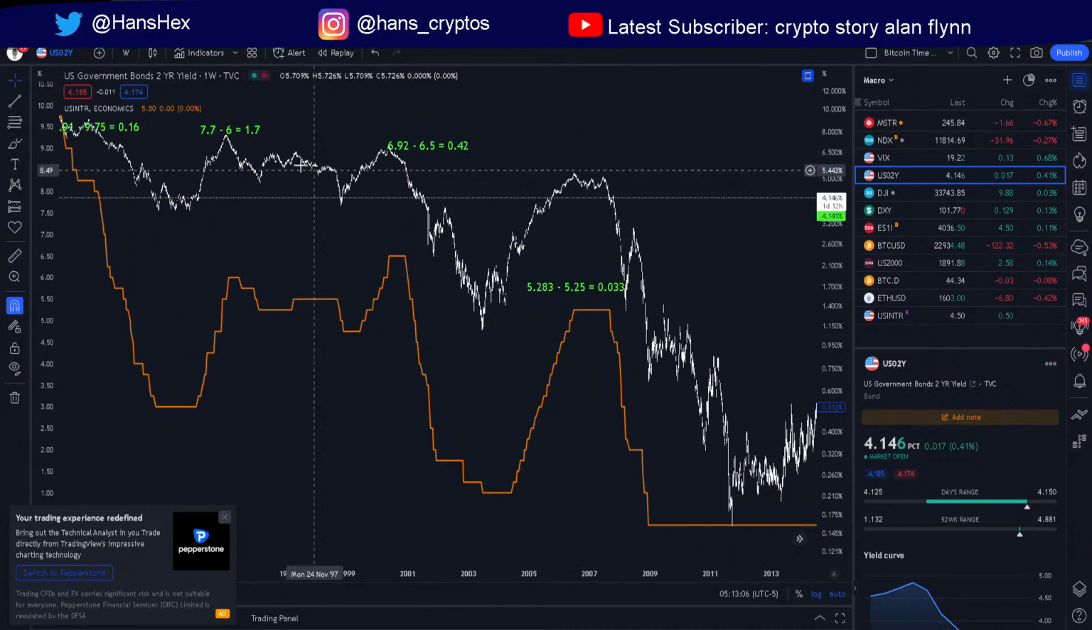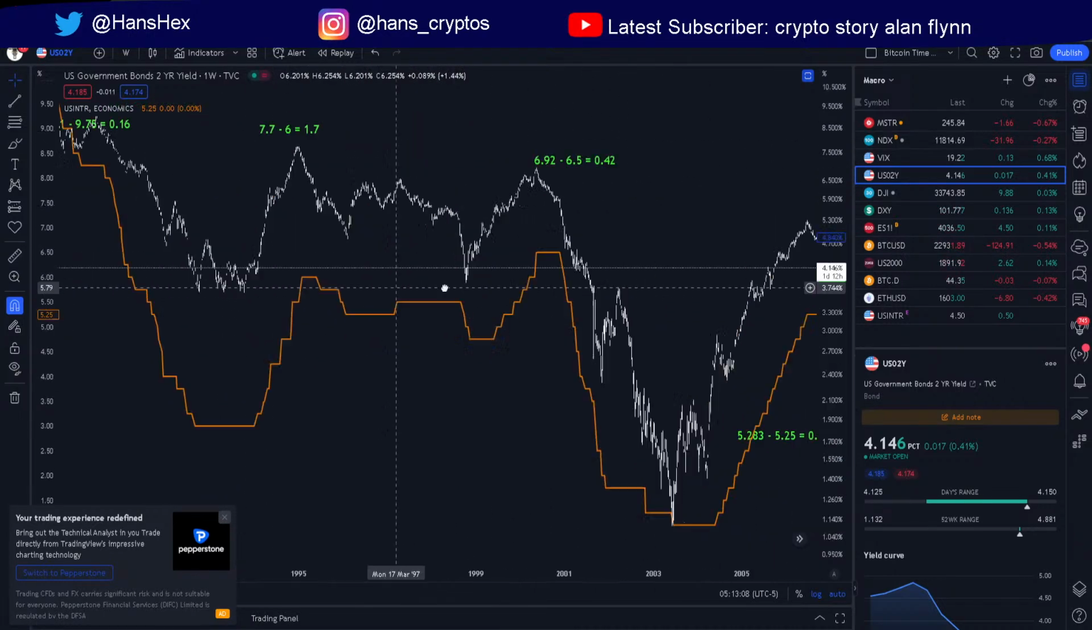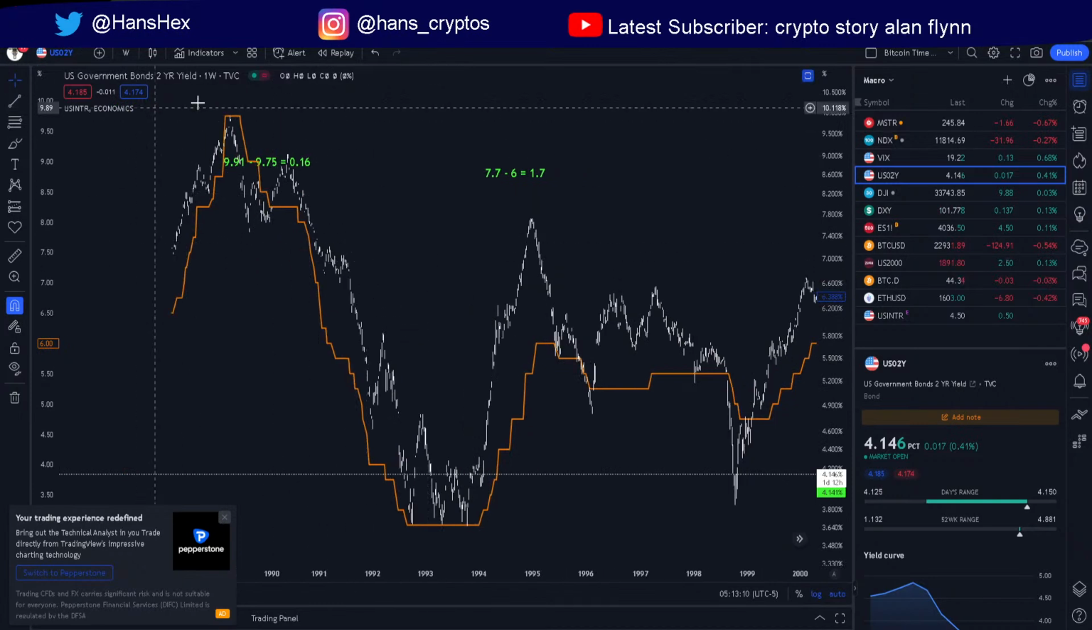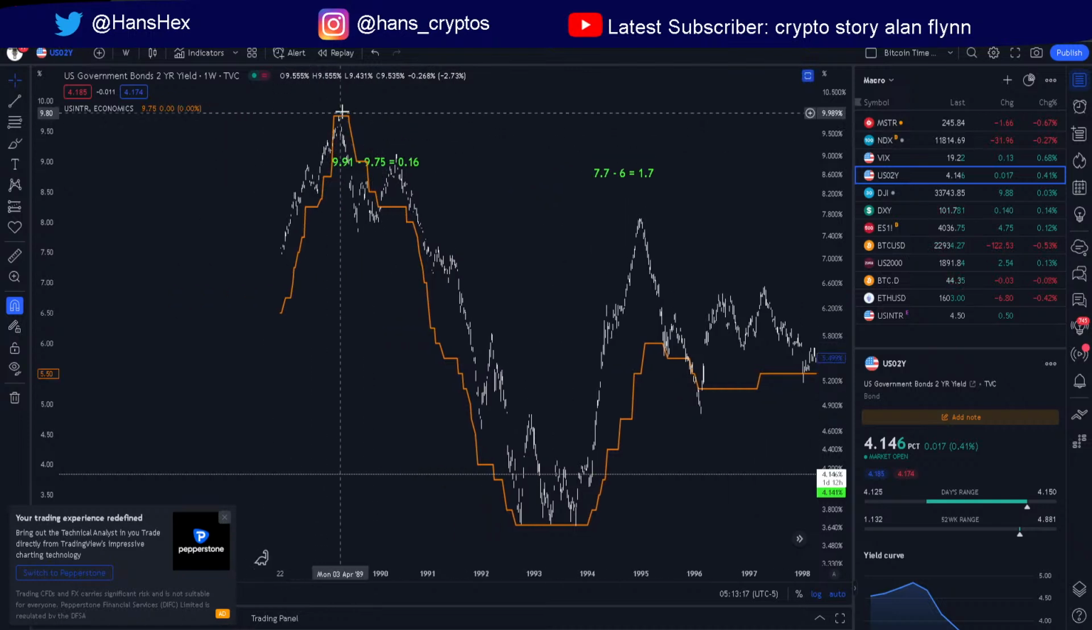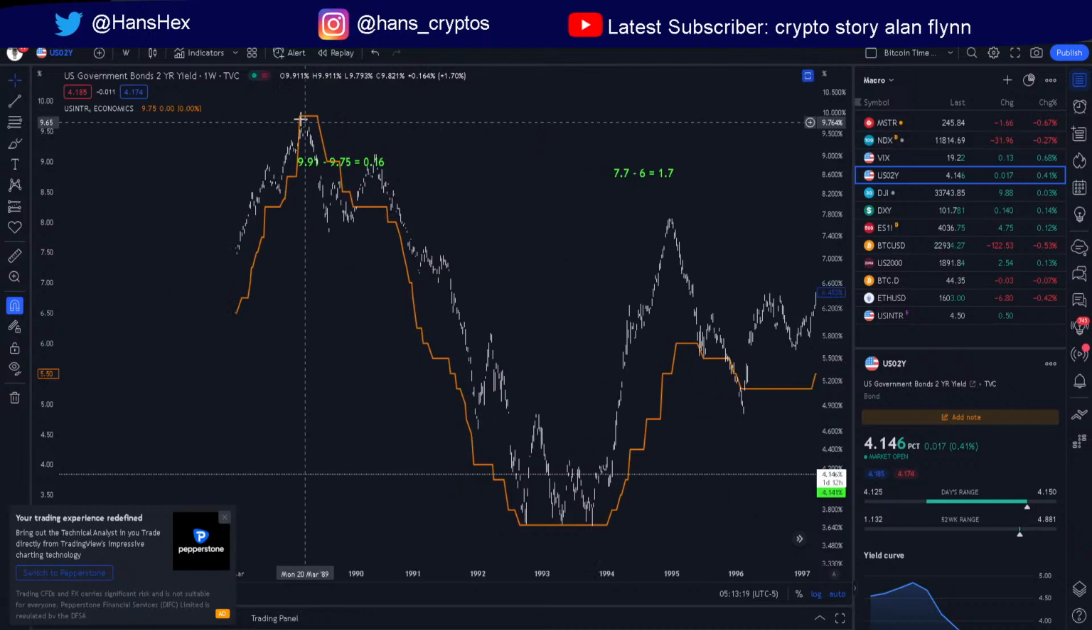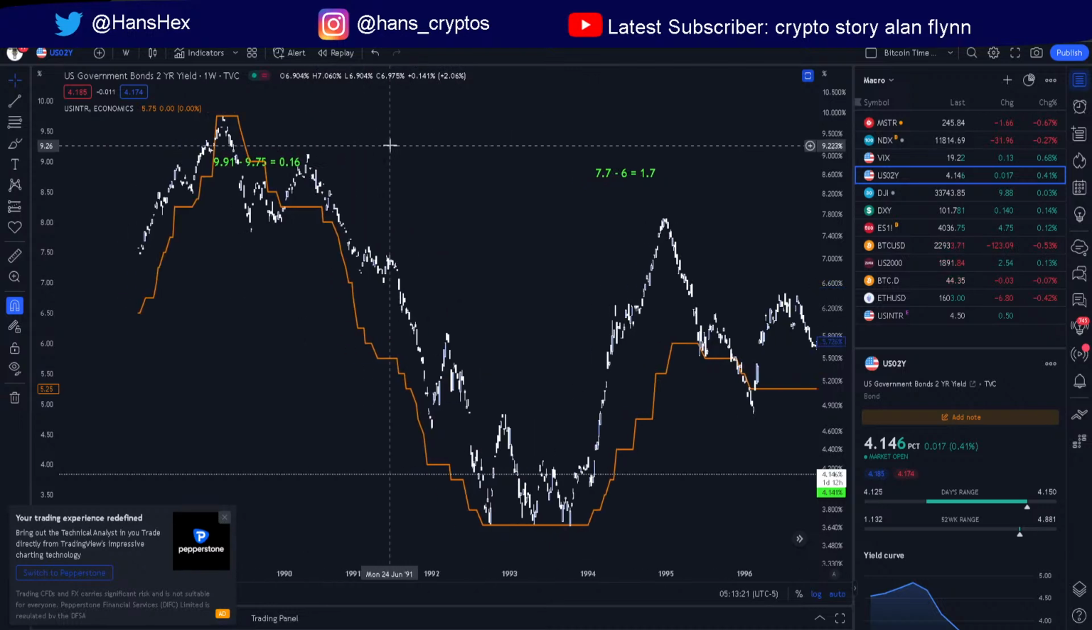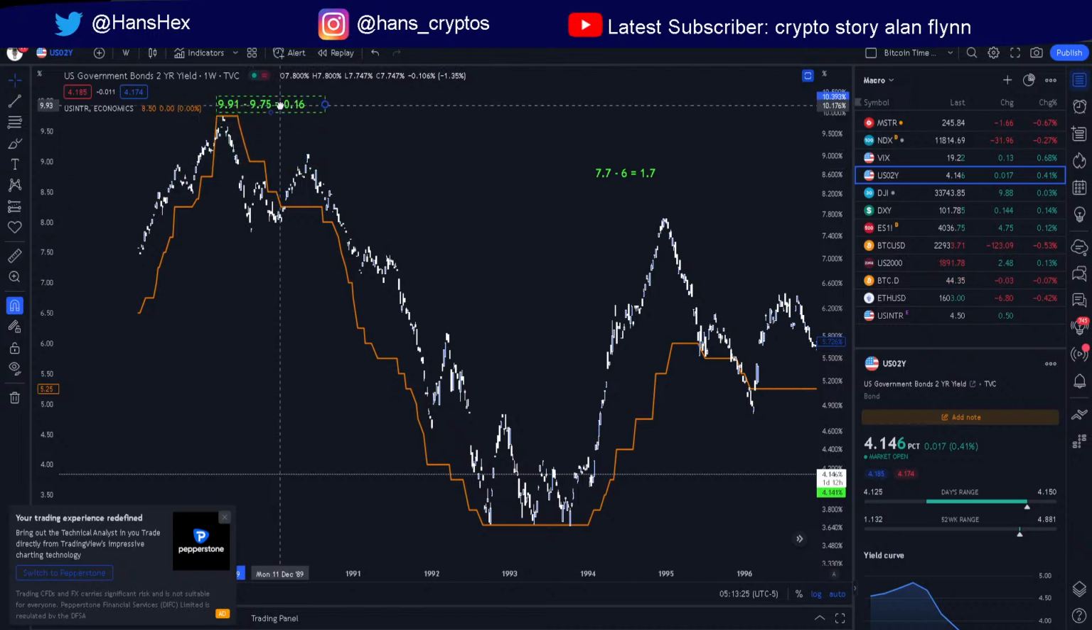So yeah, let's get right into this little chart we have here. This chart is of the US 2-year yield, the bond. This is like a little cheat sheet that shows you how high the interest rates might go. And this is the weekly chart.